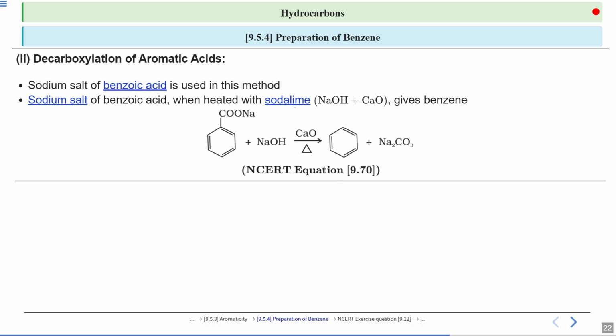So here you can see the chemical equation as well. You can see that the sodium salt of benzoic acid is heated with sodium hydroxide at higher temperature with calcium oxide, which is basically together named as soda lime. Now, if we heat it, we'll get benzene and sodium carbonate. Got it? I hope this is clear to you.